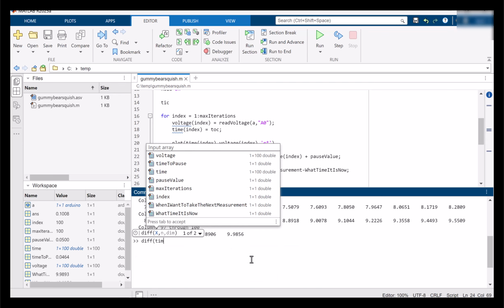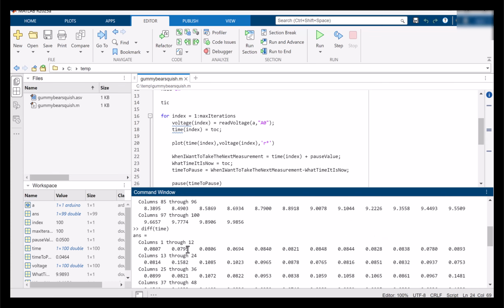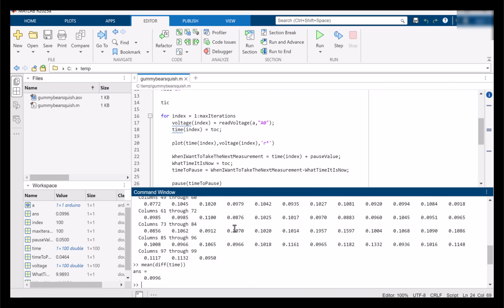What if I go, okay, I can do diff time, and that'll tell me the differences between all the values. So, yeah, okay, all those values are actually bigger than 0.05. The average mean diff time is 0.09. So it's basically twice as long, which makes sense because I'm getting 10 seconds of data instead of 5 seconds of data. Okay, so I'm not losing my mind. It's just actually not acting as I designed it to. Okay, so what to do?